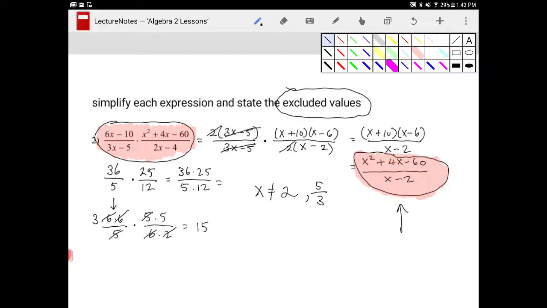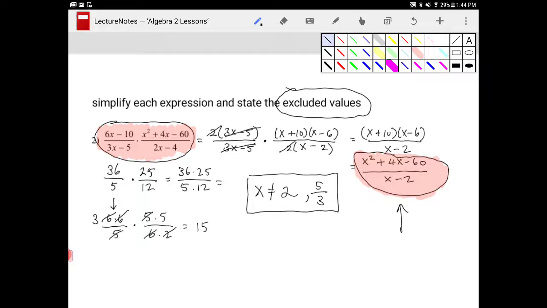If x were to equal 5/3, then again, all of the left-hand side will go to 0. 2x minus 4, again, x cannot equal 2. So these are our excluded values. You need to check for the excluded values mainly on the left-hand side, because whatever exclusions take place, it will mainly apply to the left-hand side of the equation.